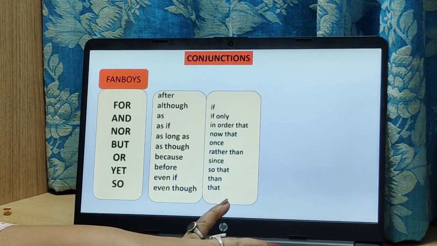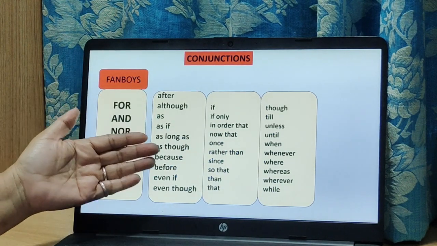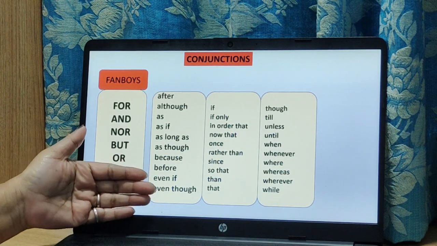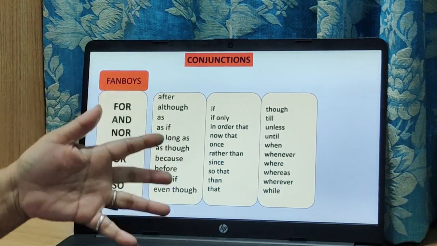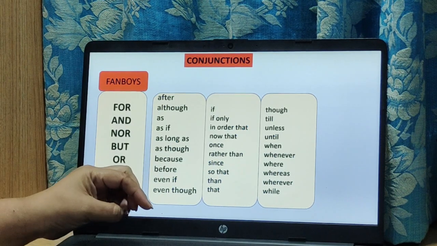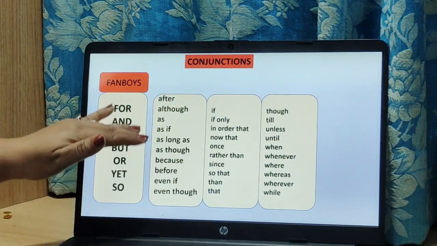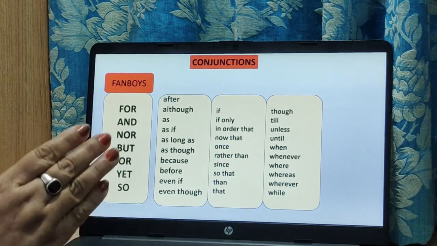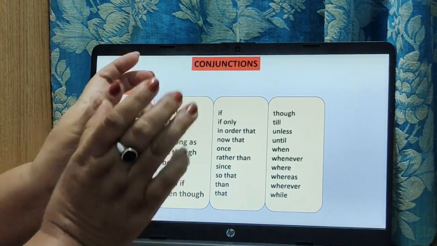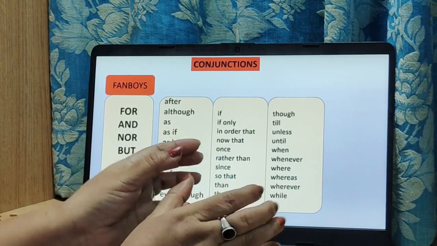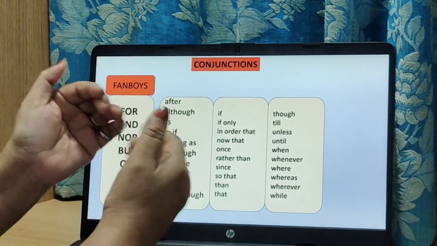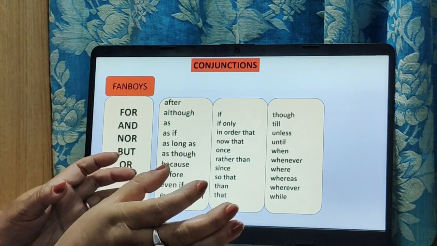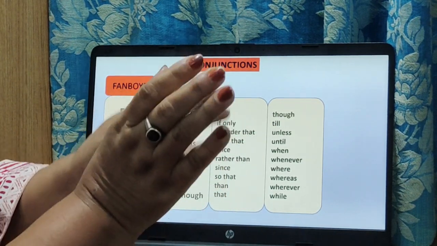Now the next type of conjunctions are these: after, although, as if, as long as, because, before, in order that, rather than, since, unless, until, whenever, where, whereas. These are some words which will introduce a subordinate clause, right? That means they are bringing together two sentences, because conjunctions are always bringing together sentences. They're bringing together two sentences which are not equal in weight.